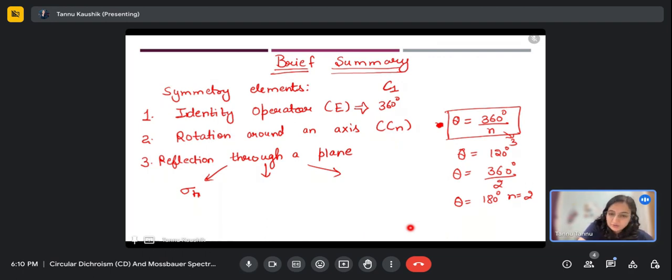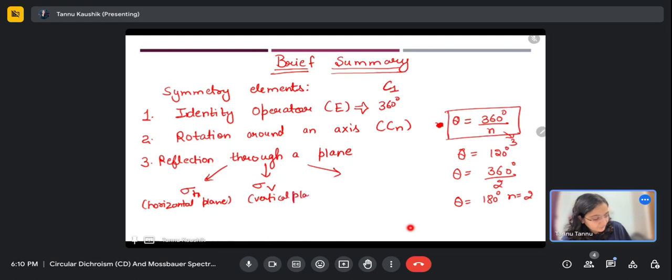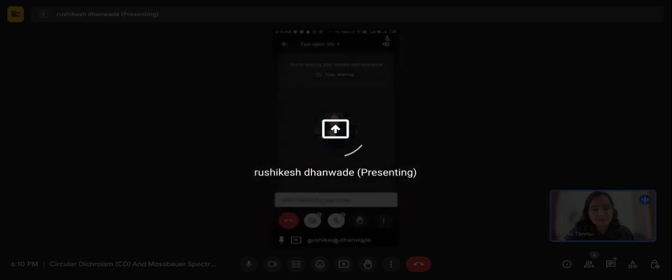Then we have reflection through a plane. So we have three types of plane: sigma h, that is horizontal plane. Then we have vertical plane, sigma v, and then dihedral plane. So for a particular molecule, we have only one principal axis, and this horizontal plane is always perpendicular to the principal axis.